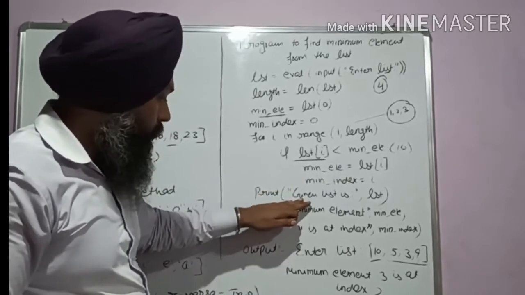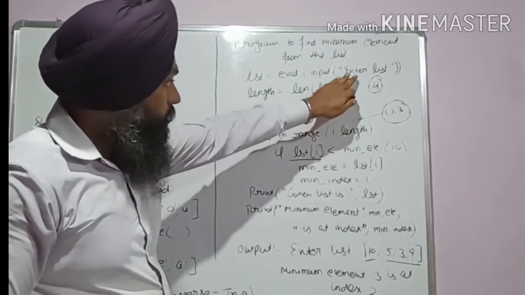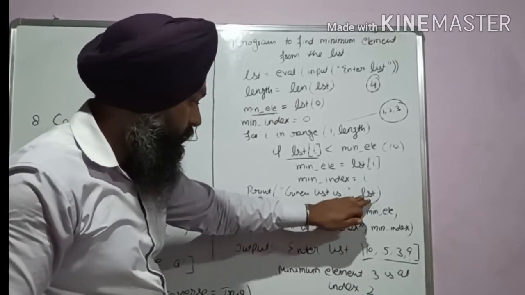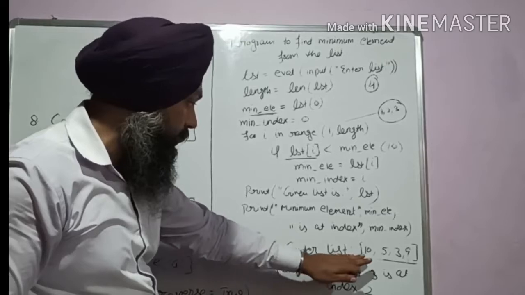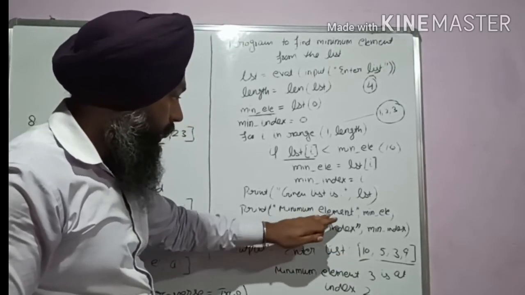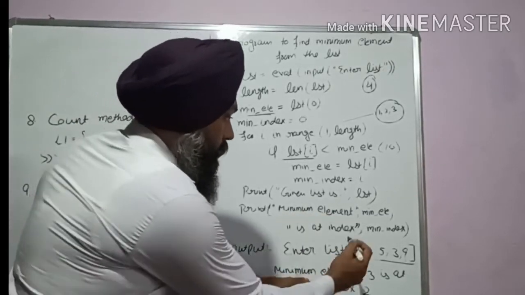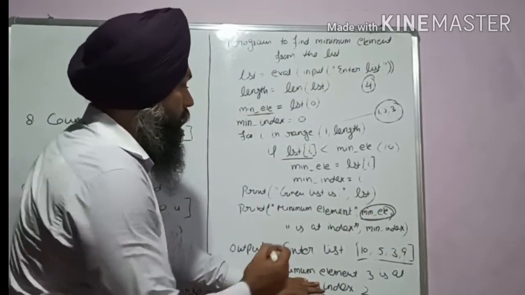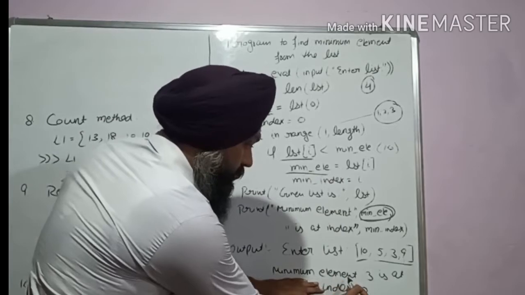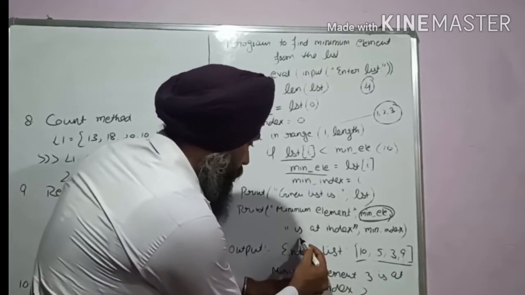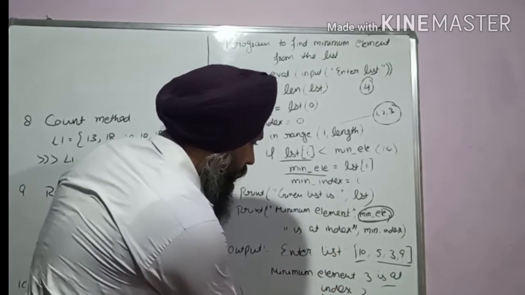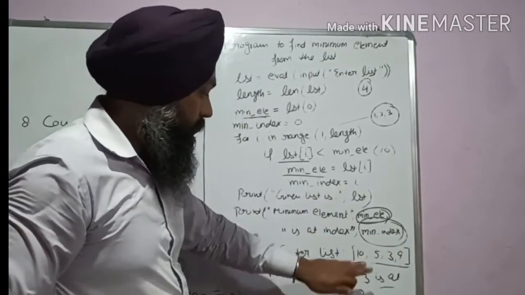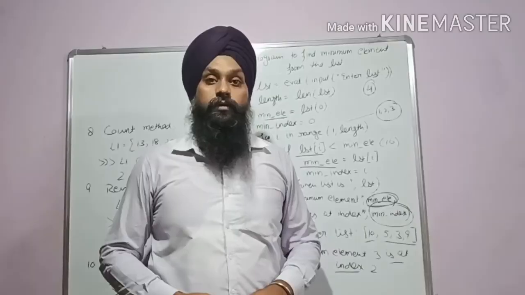In the output, first of all we will enter the list, and after that the given list will get printed, and then the minimum element. From this variable we will get the value of our minimum element, which is 3, and here we have the minimum index, which will be 2 in this case.